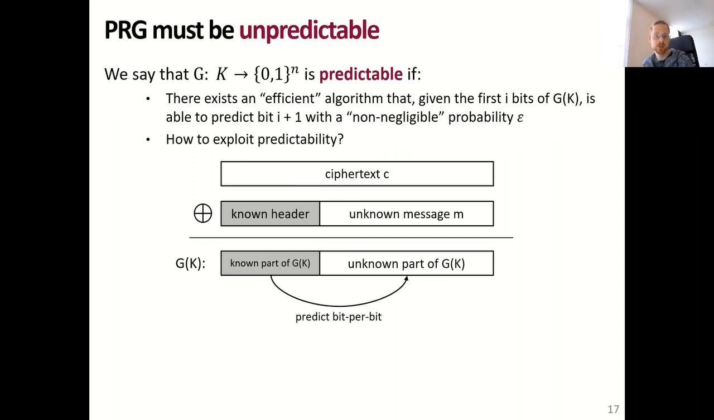In that case, the attacker may be able to predict what the header of this HTTP message is. Using the XOR operation, the attacker can derive parts of GK, namely the first part, from this known header, because the properties of the XOR operation allow us to retrieve the key from the ciphertext and the plaintext. If our PRG is predictable, then based on these initial bits of GK, our attacker will be able to predict the next bits, maybe bit per bit, and based on that he will be able to derive the unknown part of GK.